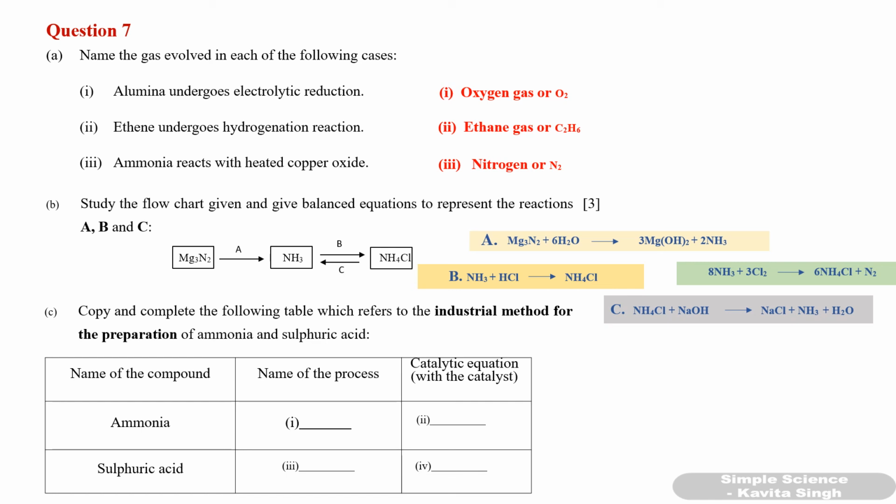Now C question, copy and complete the following table which refers to the industrial method for the preparation of ammonia and sulfuric acid. Now ammonia, name of the compound ammonia. What is the process? Name of the process. So industrial preparation, the method is Haber's process. And what is the equation? The equation is N2 plus 3H2 gives 2NH3. Second, sulfuric acid, name the process. The process is contact process and the equation is 2SO2 plus O2 gives 2SO3.